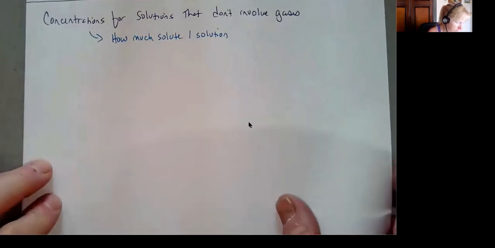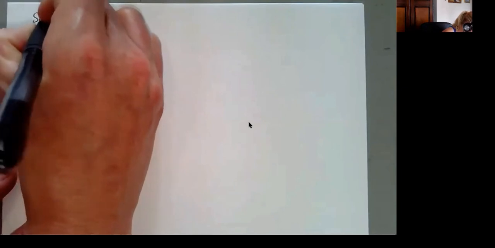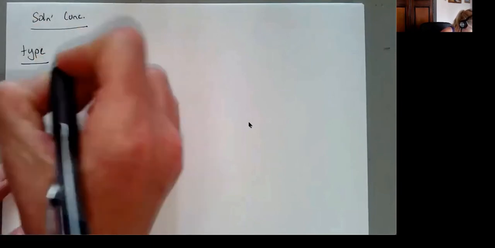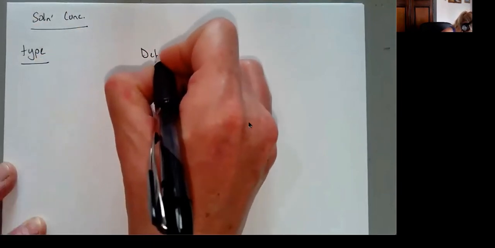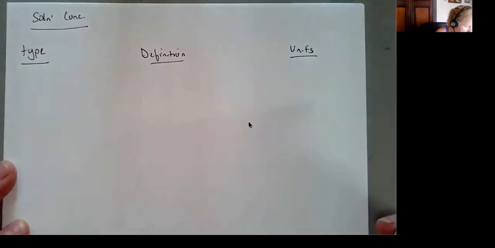I'm going to need more space, so I'm going to get a fresh piece of paper here. So these are solution concentrations. This is going to be my type, this is how I'm going to name it, this is going to be the definition, and then I'm also going to look at my units here. And I can take a solution and give you a value for the concentration that can be different.